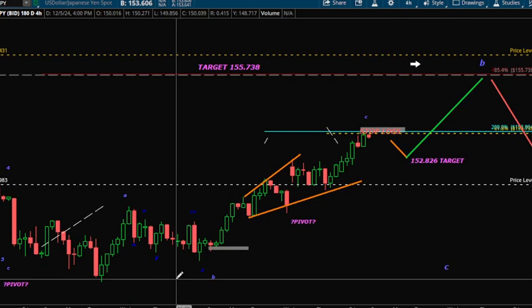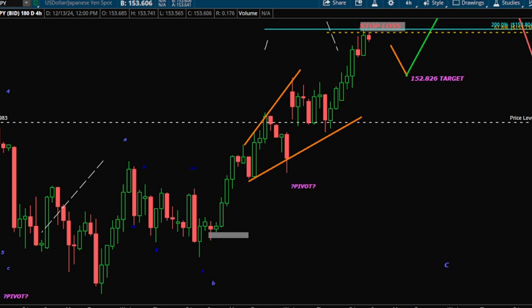So we have 1, 2, 3 moves that maybe aren't complete yet, right? So this move down might just be correcting this final C, this third leg here, the C leg. Okay, so judging on a lot of the corrections, if it's 50% or more of this leg here, down here, then I would say we're going to probably continue lower.